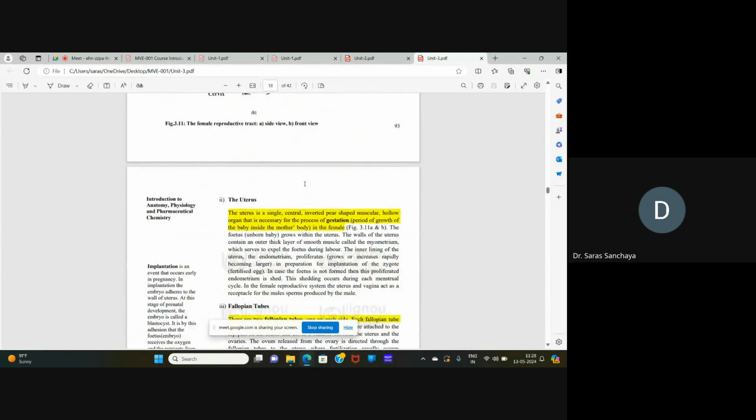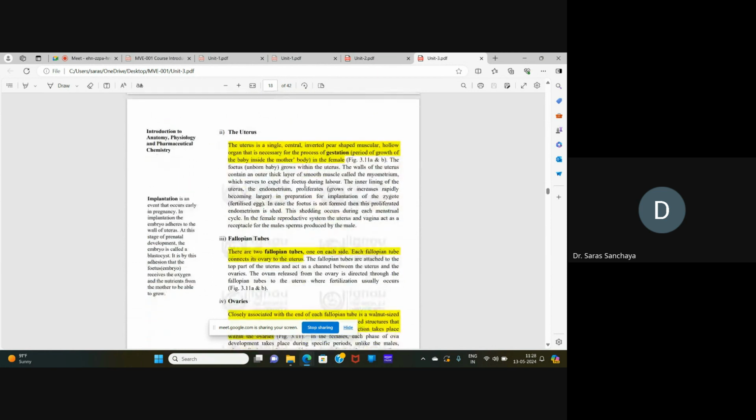The uterus. Uterus is a single central inverted pear-shaped muscular hollow organ that is necessary for the process of gestation, that is period of growth of baby inside the mother's body in the female. Then there is fallopian tube. There are two fallopian tubes, one on each side. Each fallopian tube connects its ovary to the uterus.